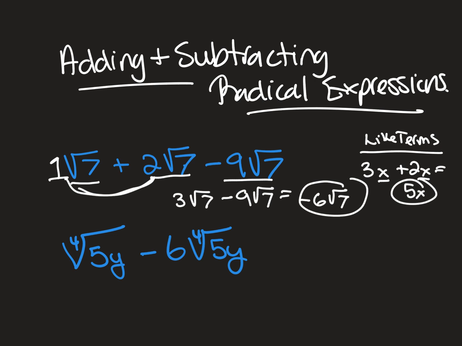With the second one, it's the same rule. I'm just showing you higher roots, meaning this is the fourth root, but they do still match. They both have the index of 4. They both have the radical of 5y, so they are the same. Again, this is like a positive 1. So it's like 1 minus 6. So you get negative 5, the fourth root of 5y.